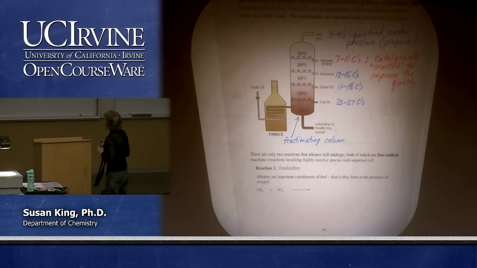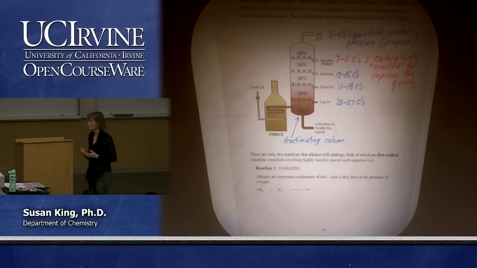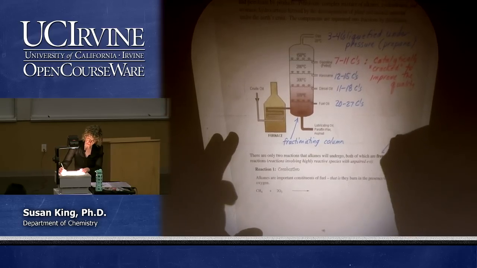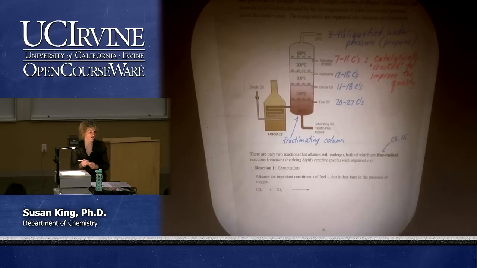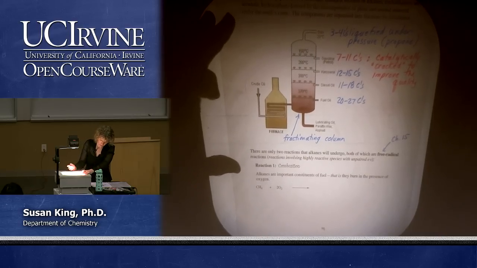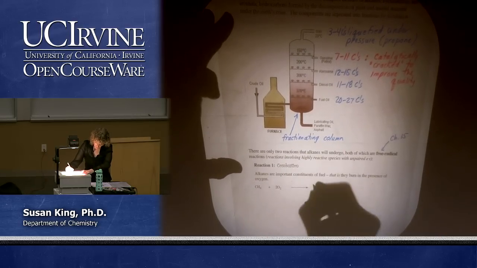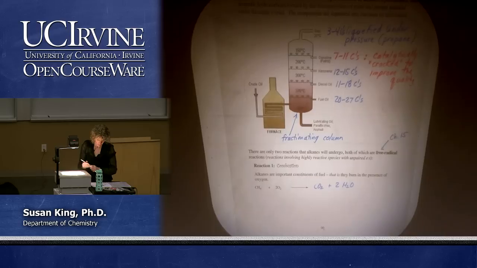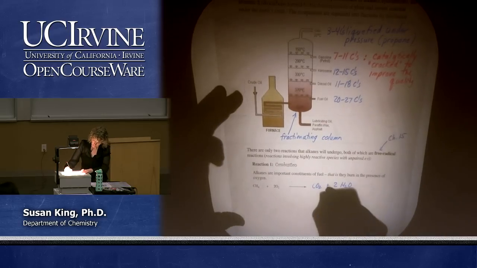Okay, so there's only 2 reactions that alkanes will undergo. They're incredibly stable. Both of the reactions that they do undergo are free radical reactions, and we're going to talk about free radical reactions in chapter 15, so we'll come back to this then. This is sort of a little intro. Reaction 1 is combustion. Of course, that's why we use gasoline in our cars, in internal combustion engines. So here's methane. If we do combustion of methane, we get CO2 plus 2 H2O. That would be complete combustion.